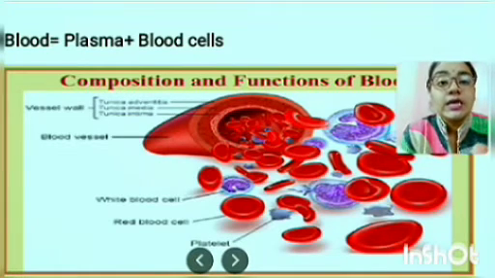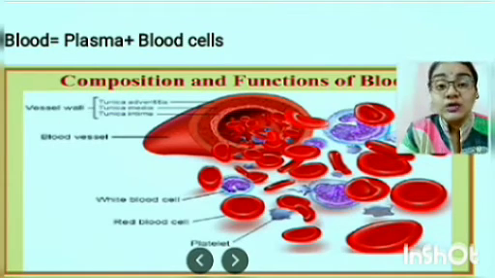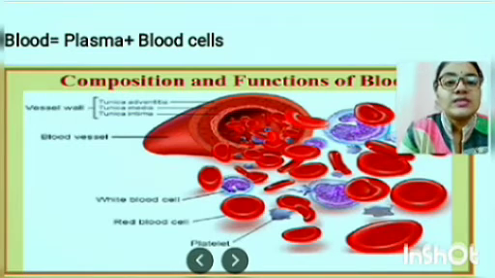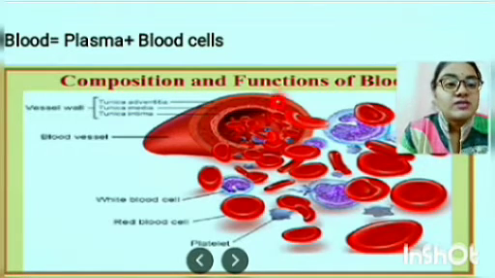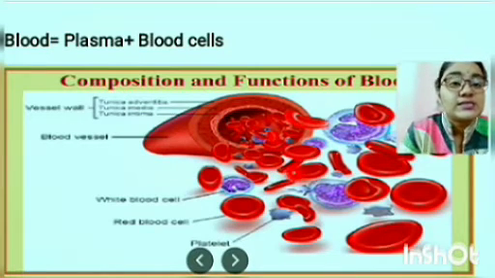Now let's see what blood is. Blood is composed of plasma and blood cells. What is plasma? Plasma is the liquid portion of blood in which the blood cells are suspended. As you can see here, this is the blood vessel wall and this is the blood vessel, and inside the blood vessel there is plasma, and within the plasma the blood cells are suspended.